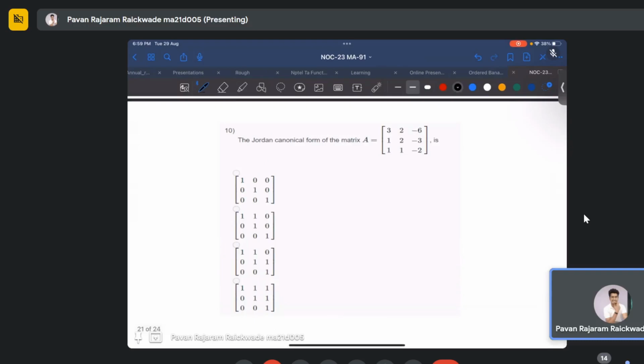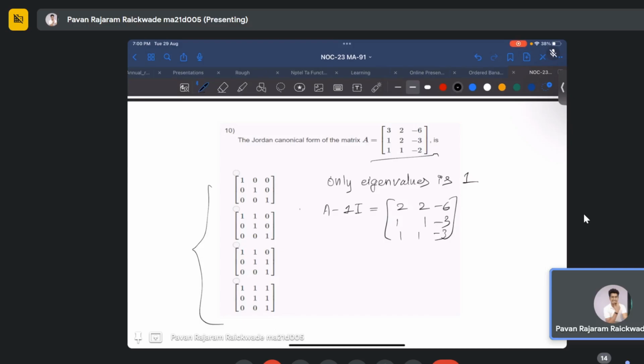Okay. So we want to find the Jordan canonical form of this matrix, and the available options are these four. As you can see in all the options, the diagonal entries are all 1. That means the only eigenvalue is 1. The question only remains what is the geometric multiplicity? How do you calculate geometric multiplicity? I want to calculate the null space of A minus I. If I do A minus I, I'll get 3 minus 2, 3 minus 1, 2, 2 minus 6, then 1, 1 minus 3, 1, 1 minus 3. So nullity of A minus I will be 2, right?